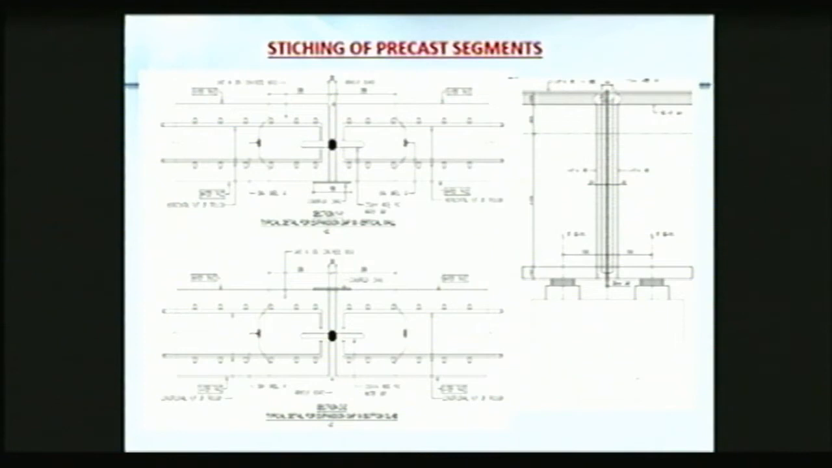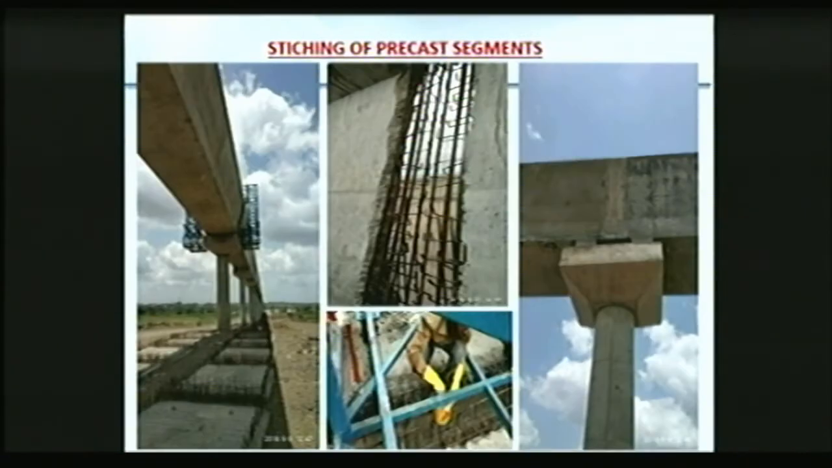Need not bother too much about the technicality of it. It's more of a drawing. But you can see here in the central portion, the dowel bars between the two vertical webs of the trough. And that is about 450. After placing, this is on one side and the other side, and being stitched with the ready-made moving formwork, which will slide on the trough itself to the next pier after erection.